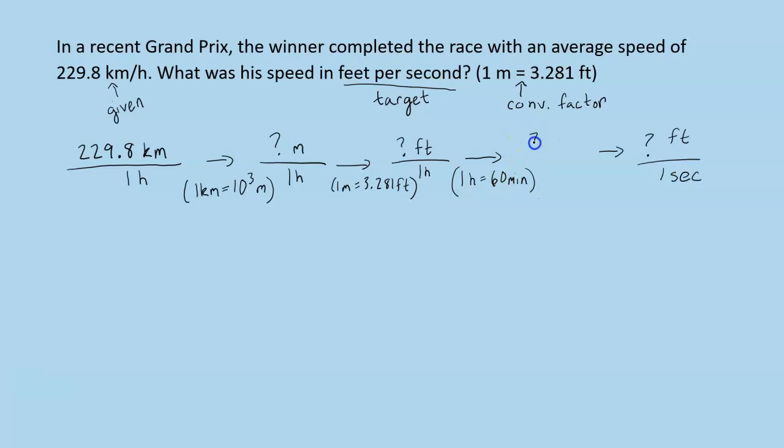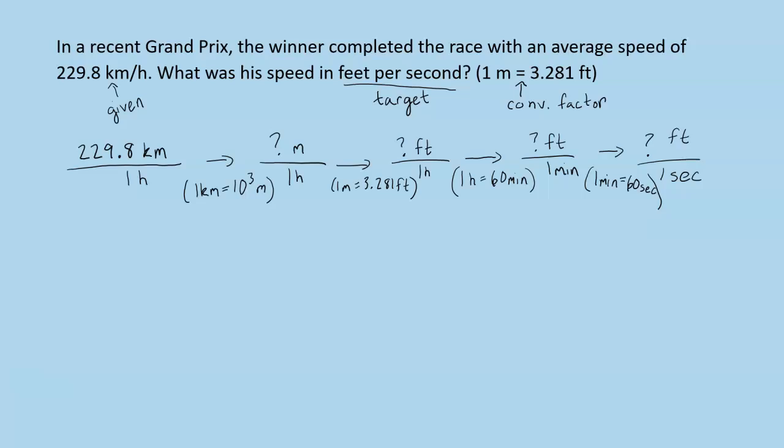Okay, so now we're going to leave the feet alone. Those stay the same, and we're going to convert it into question mark feet over 1 minute. We always want 1 to be on the bottom every time that we finish a conversion. Okay, and then in the last step, we know that 1 minute is equal to 60 seconds. Okay, so there's our roadmap built.